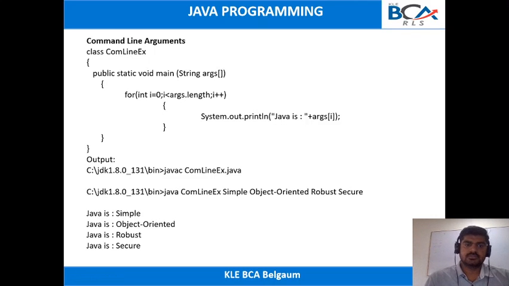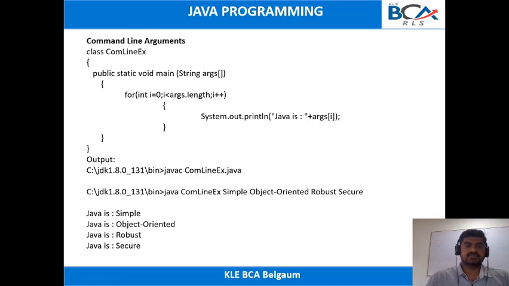Hello everyone. In this session, we will learn about command line arguments. Command line arguments in Java are passed at the runtime of the program. Using this command line argument, we are passing parameters to our program at runtime. Whatever parameters the user passes will be stored into a string array.